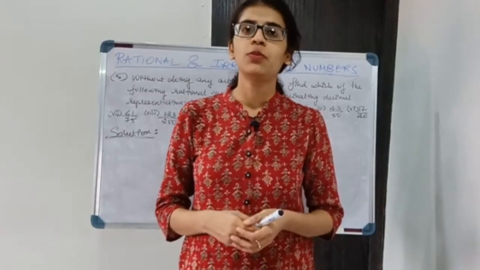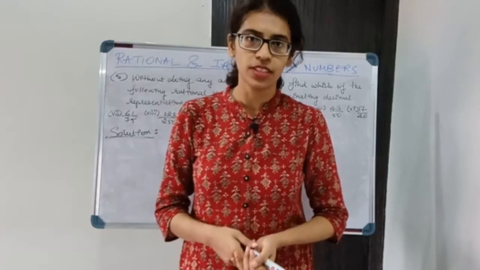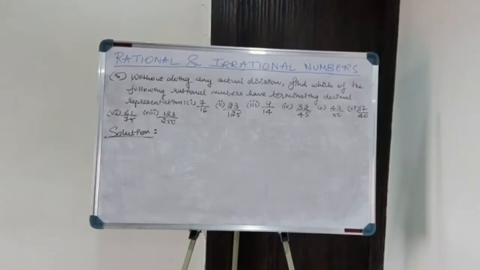In this video, we'll be finishing exercise 1. So let us proceed to the next question. Without doing any actual division, find which of the following rational numbers have terminating decimal representation.